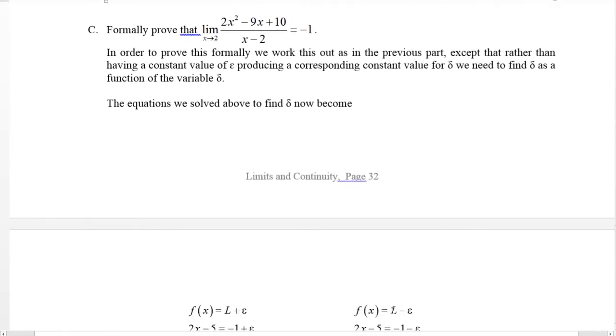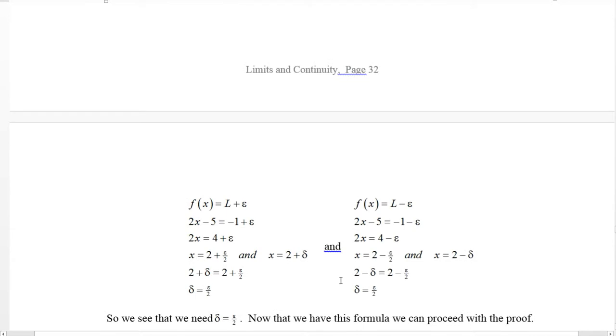So regardless of what epsilon is, we want to put f of x equal to L plus epsilon and solve to find that place where it crosses. And so this is 2x minus 5 equals -1 plus epsilon. Remember, L is -1, f of x is 2x minus 5, at least as long as x is not 2. So solving this for x, we add 5 to both sides of the equation and then divide by 2. Distributing the 2 over here, we get x equals 2 plus epsilon over 2.